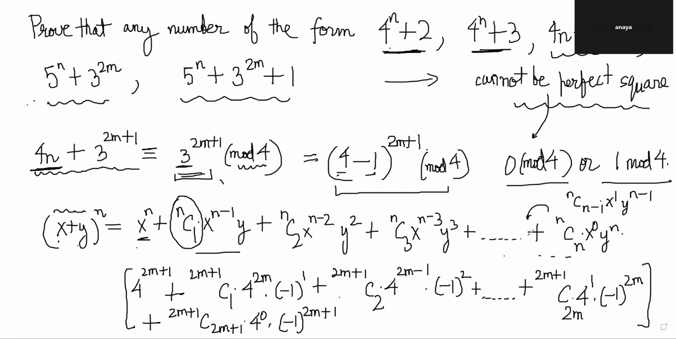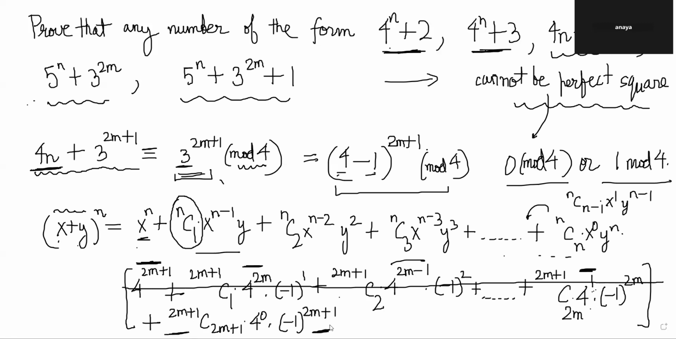And when you do that expansion, you can see that the powers of 4 are there in all the terms till the second last term. 4 power 1 is there here, right? So all of these first few terms are divisible by 4, right? Obviously, there is a 4 everywhere. You can take a 4 common in all of the terms except the last term, right?